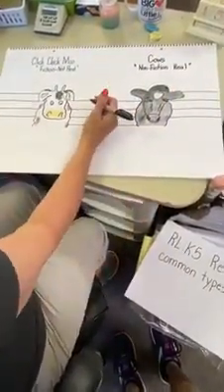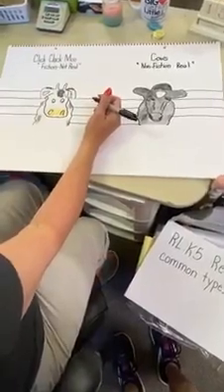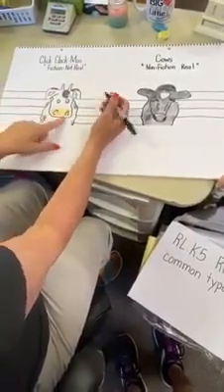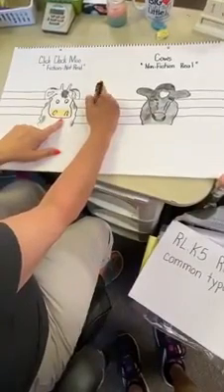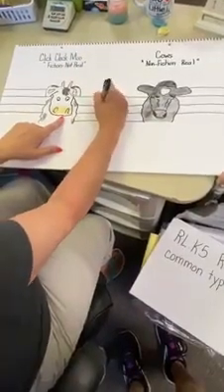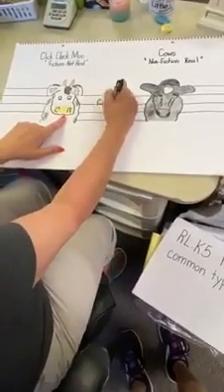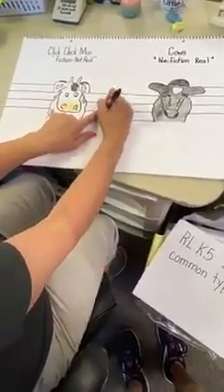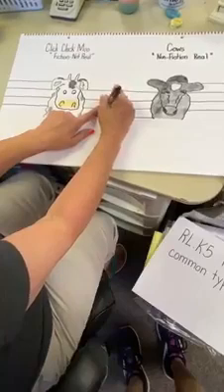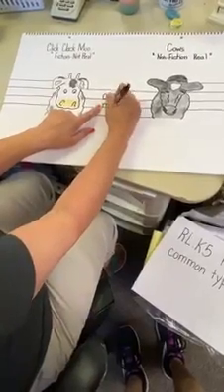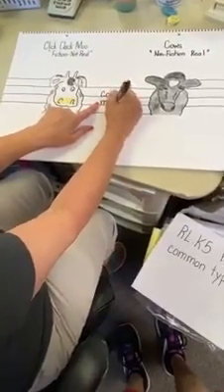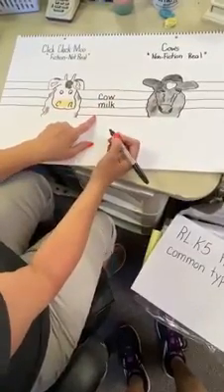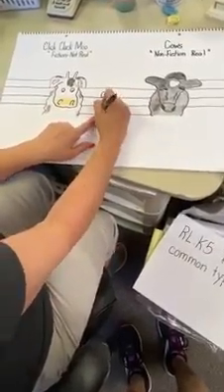So what are some things that they had that are the same? They both had a cow. Very good. They both had a cow. And they both had milk. They both gave milk, the cows did. What about a farmer? Did they both have a farmer? Yes, they both had a farmer.